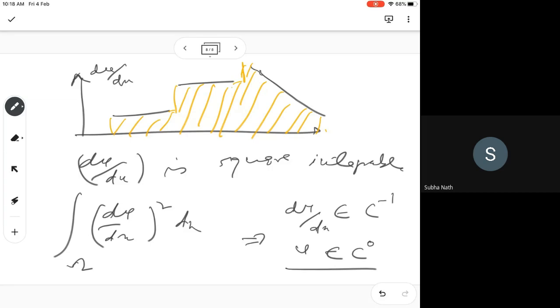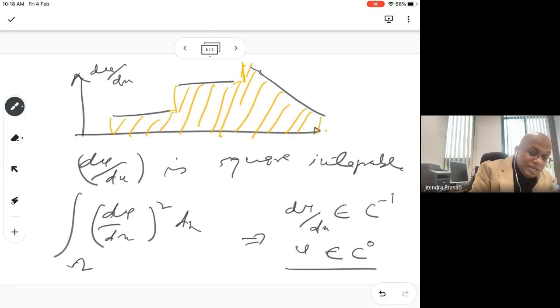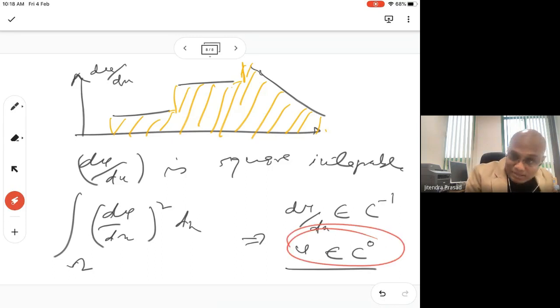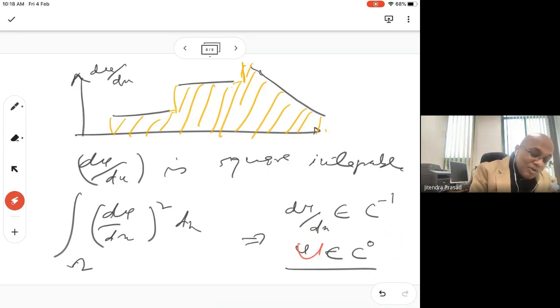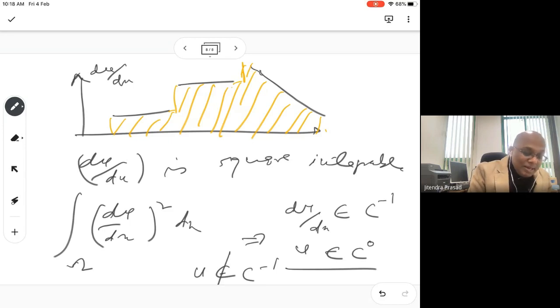It can also be, not necessarily, this is the minimum requirement. You can choose it such that it is C1 as well, C2 as well, but not C minus. u does not belong to C minus. Otherwise, you will have difficulty calculating du/dx and you cannot solve it.